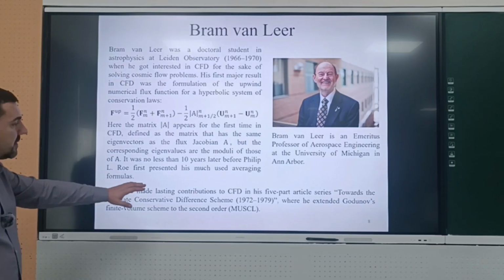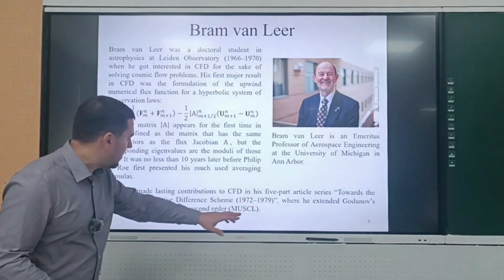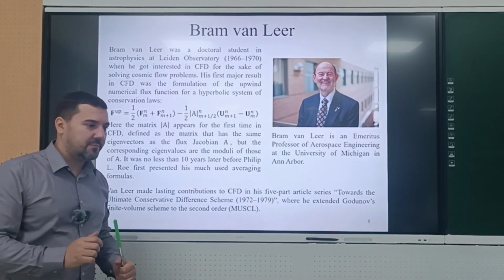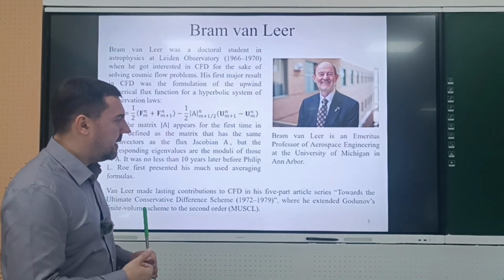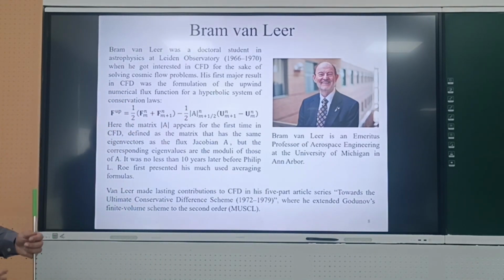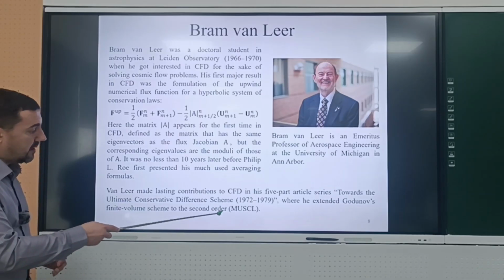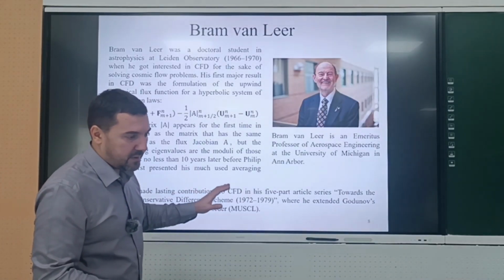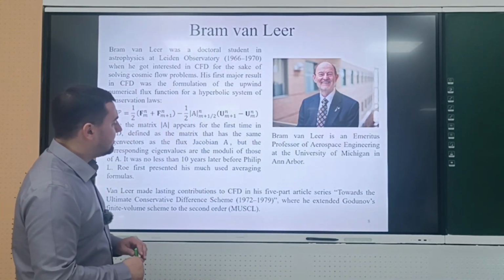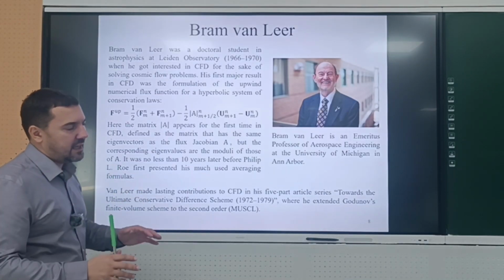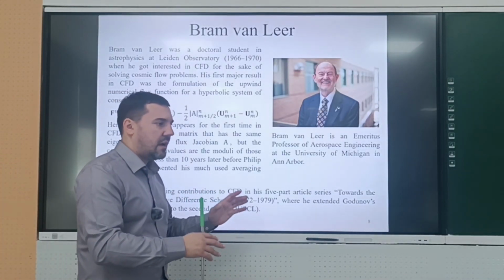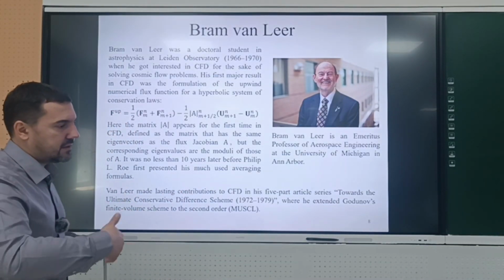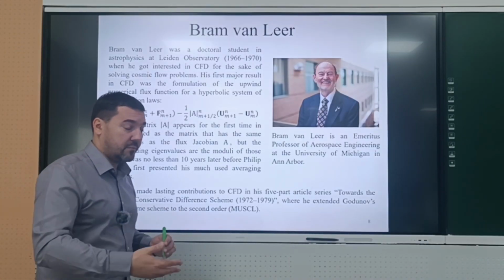And he is also famous for his five-part article series Towards the Ultimate Conservative Difference Scheme. He published five papers with the same title, but with numbers 1, 2, 3, 4, 5, in which he established the theory of the so-called MUSCL scheme, monotone upwind scheme for conservation laws. One of our lectures will be about these MUSCL schemes. There are MUSCL schemes and TVD schemes, different approaches to build non-oscillating high-resolution methods, to overcome the difficulties and restrictions of Godunov's theorem.